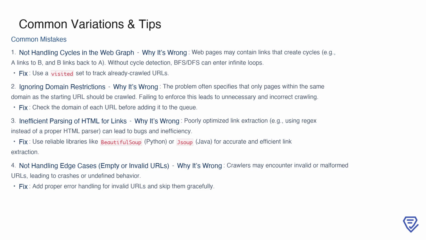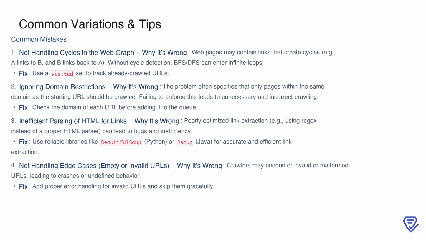Inefficient parsing of HTML for links is another pitfall. Using unreliable methods like regular expressions for link extraction can lead to bugs and poor performance. Instead, use robust libraries like Beautiful Soup in Python or JSoup in Java for accurate and efficient parsing.